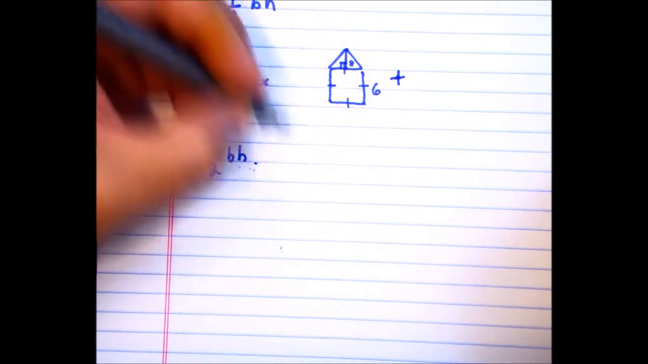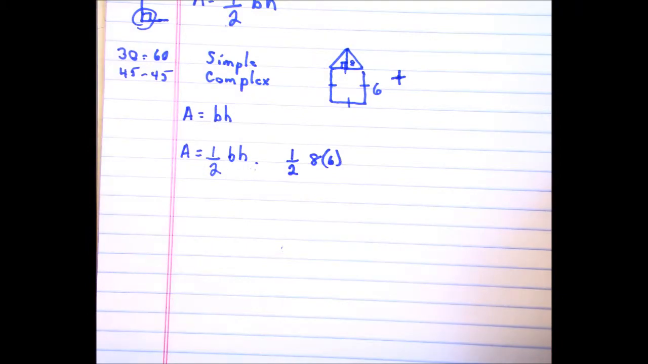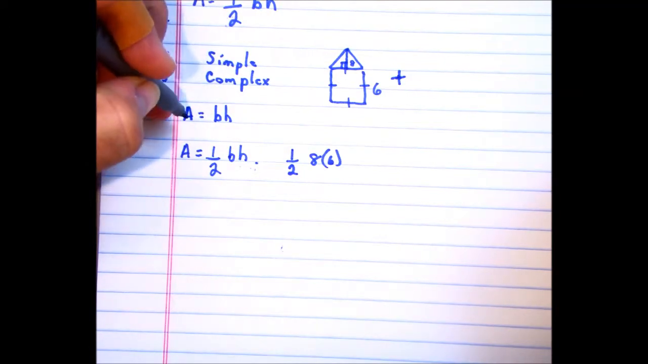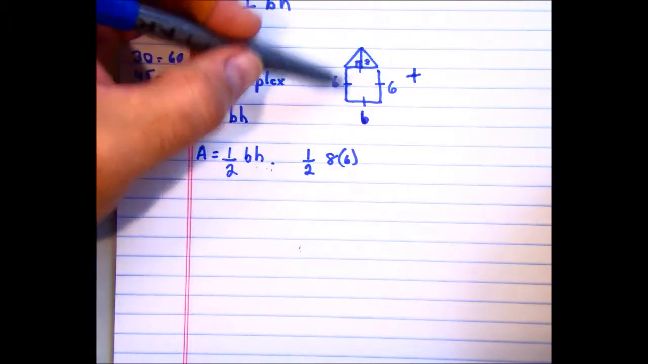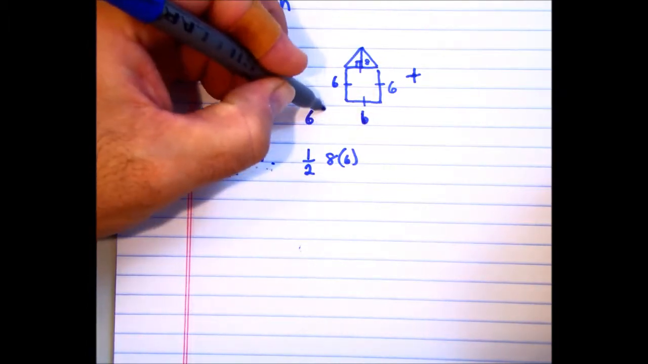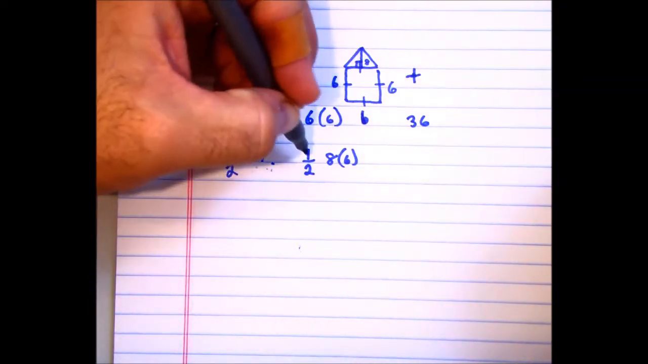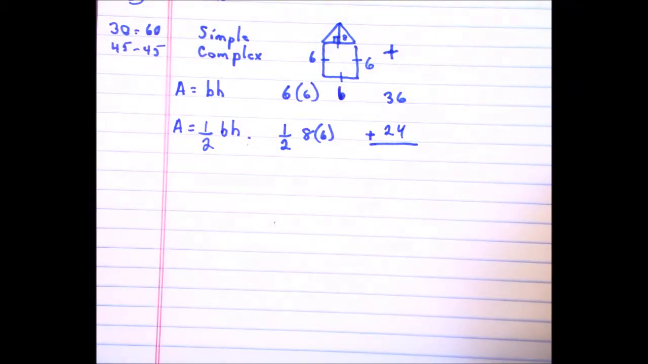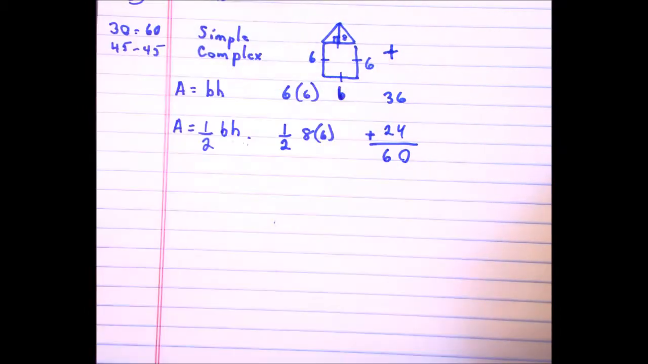Okay. So the area of the triangle is 1/2 times 8 times 6. Then we do the area of the square. This is the formula for the area of the square. We can go ahead and put 6's on all the sides, and we know that the area of the square is 6 times 6. So we get 6 times 6, which is 36. For the triangle, 1/2 times 8 times 6: 6 times 8 is 48, divided by 2 is 24. Then we add those areas together, and you should have gotten 60.